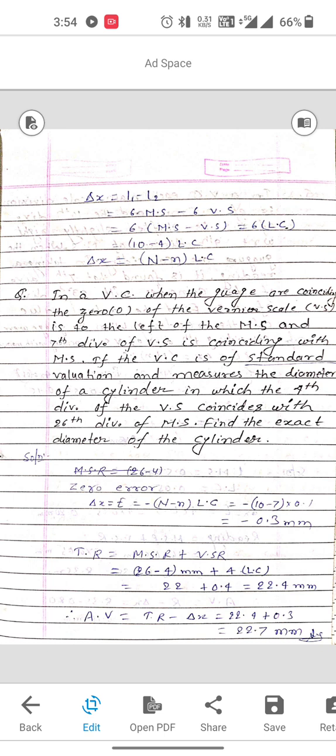Now zero error, delta x is minus of N minus n, that is 10 minus 7, because the 0 of the vernier scale is to the left of the main scale and the 7th division of the vernier scale is coinciding with the main scale. Then 10 minus 7, that will be 0.3 mm. Total reading: 26 division coinciding with 4.